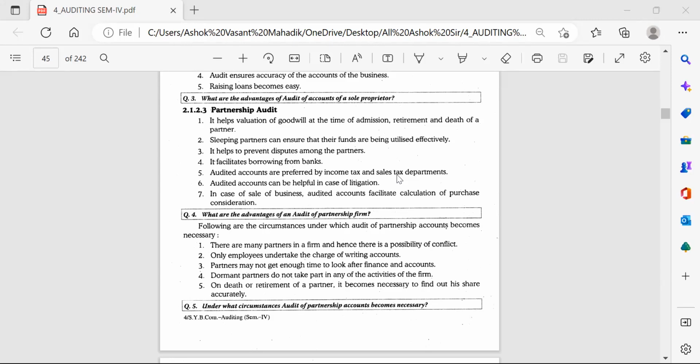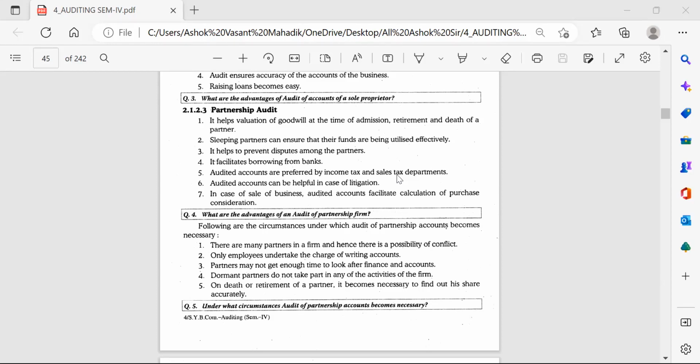Audited accounts can be helpful in case of litigations, any cases filed against the partnership firm, against one another in the partnership firm. Okay, the audited accounts will help.